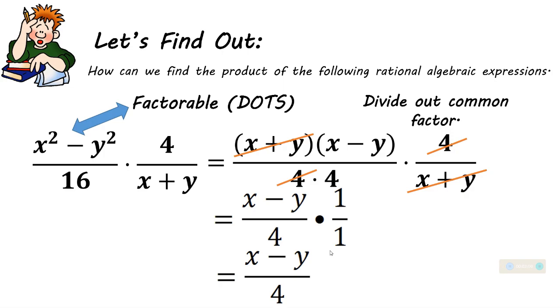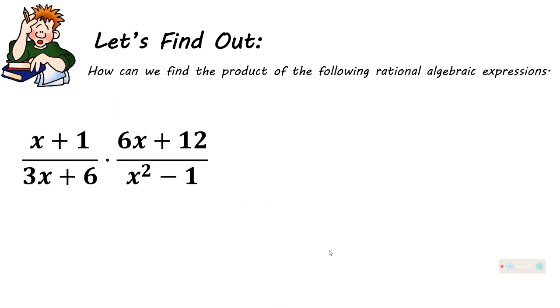So that is how simple it is. For our next example, let us have x plus 1 over 3x plus 6 times 6x plus 12 over x squared minus 1. In this case, there are many factorable given here. On the first fraction, the denominator is factorable, because we have the common factor on 3x and 6, so it is under factoring polynomials with GCMF. Don't worry about the numerator of our first fraction, because that is already prime, so it is not factorable.